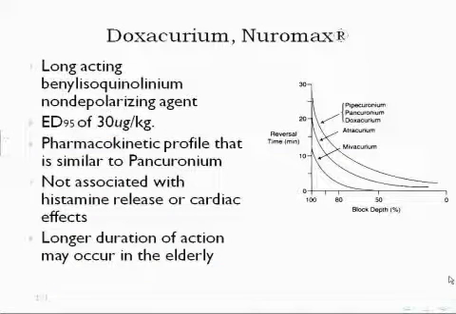Doxacurium is the first one, which is the long-acting. We're going to go from the long-acting to the intermediate to the short-acting, which we'll finish up on mivacurium. Doxacurium has an ED95 of 30 mcg per kilo, which doesn't make it very potent. Pharmacologically it's very similar to pancuronium. It's not associated with histamine release or cardiac effects, which is kind of nice, but its action is too long, which may be a problem in the elderly, so for that reason it's not used very often. Europeans still use this, but in the United States I haven't seen doxacurium in the last 3 years, so it's something I'm not going to ask you too much about.